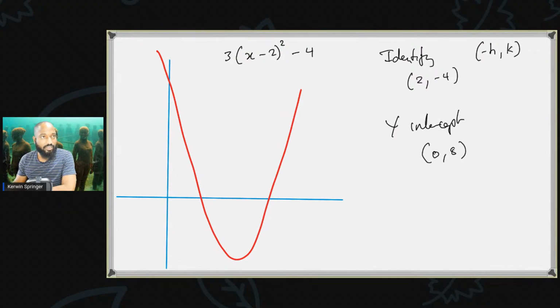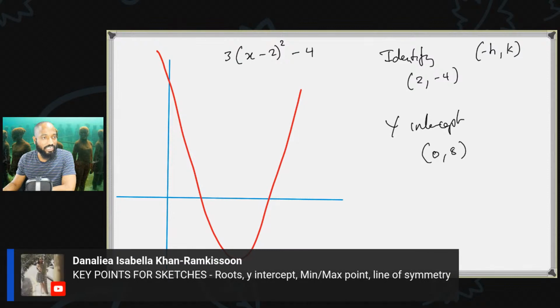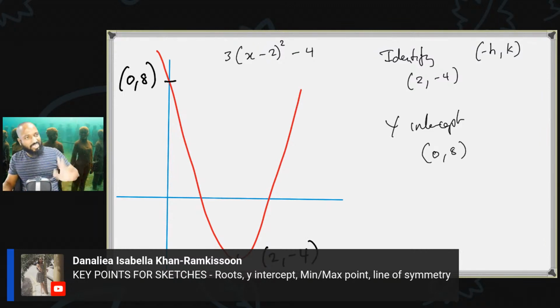All right, so these are some key points in your sketches. Fortunately, in this one, they only asked us to give the coordinates of the minimum point and the y-intercept. So you're coming here and you're saying 0, 8. And then you're coming here and you're saying 2, -4. Say in the chat if you understand that. That's fairly simple, right?